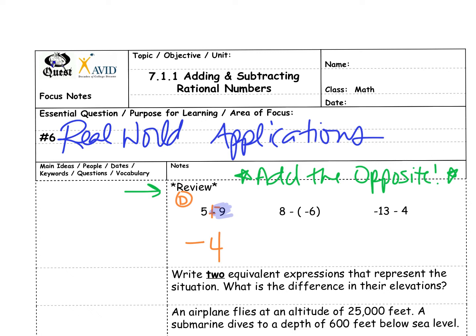Add the opposite. Minus turns into add. Negative turns into positive. Well, that's just 8 plus 6, 14. Next: add the opposite. First number stays the same. I don't do anything with the negative 13. But instead of subtracting, I say we add the opposite. Turn subtracting to adding. Positive 4 became negative 4. These have the same sign, so we keep the sign, negative. I add my numbers. 13 plus 4 is 17. There we have it.